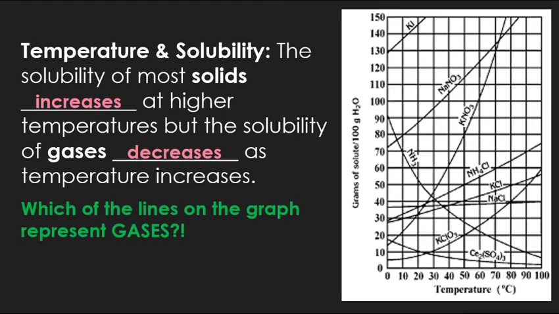Hopefully, if you think about it, if we're saying that a gas's solubility, meaning our y-axis, is going to be decreasing as temperature increases, that means that as I go to the right, my y-axis value should be going down, aka they should have negative slopes. So if you look at that chart, there should be two substances on there that have negative slopes, and that's NH3 and Ce2(SO4)3.